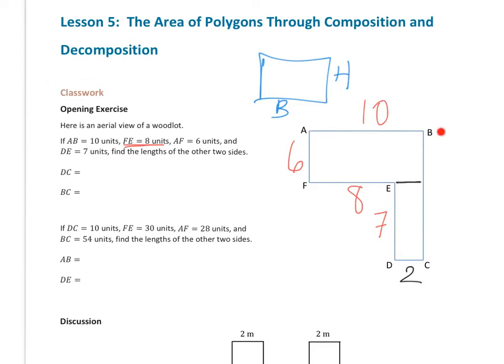And then we still have to figure out CB, or BC. We like to go in alphabetical order. Well, I know that AF is 6 and ED is 7. And if I put them together, they are clearly the same length as BC. So 6 and 7, 13. So DC is 2, BC is 13.